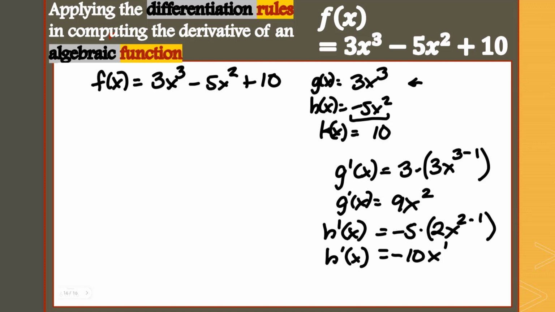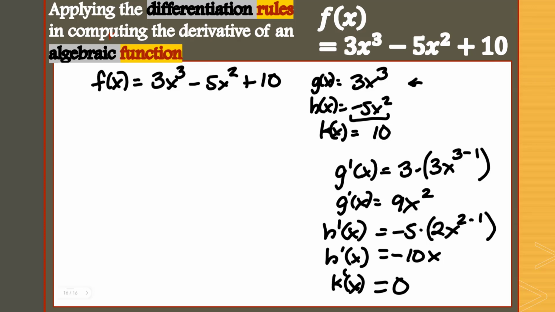And then for your k of x, since it's 10, this is where we are going to apply the rule on differentiating a constant, the very first rule that we have proven. So automatically its first derivative is actually equal to 0. This is for the derivative of the constant. So basically for these discussions as well, we use the first three proven rules of differentiation.